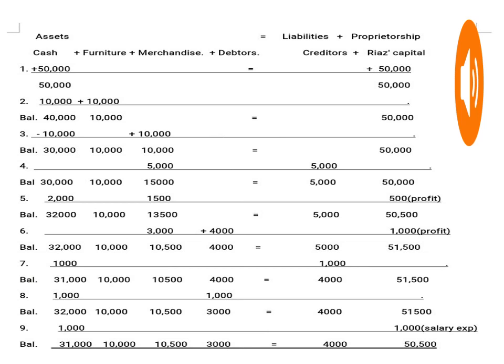After dealing with all the transactions, now find out the last balance. Then you can see that the accounting equation remains balanced, meaning the debit side is equal to the credit side.